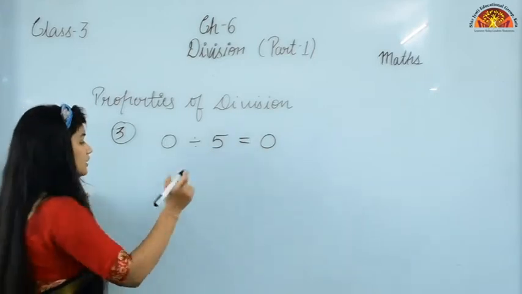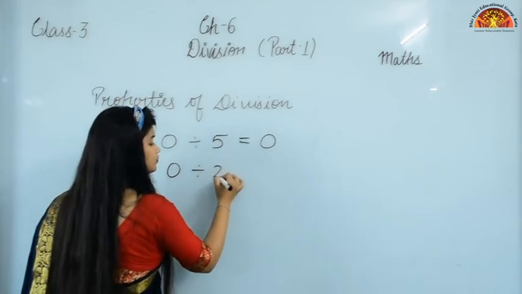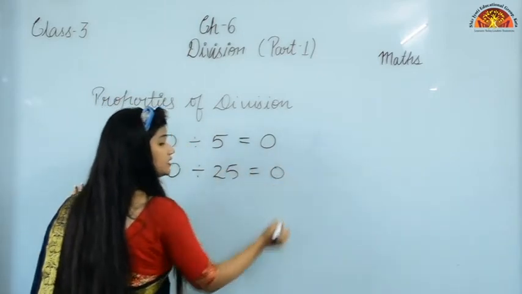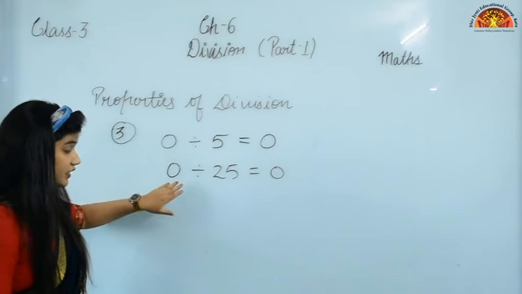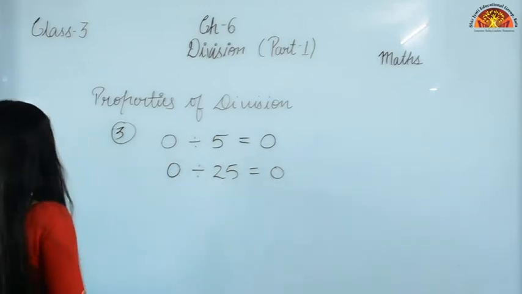Is it clear? Now we take one more number. We are dividing 0 by 25. Again you will get the result 0. If you are dividing 0 by a number, you will get the result 0. And this is the third property.